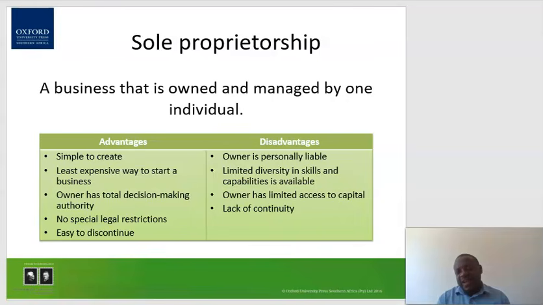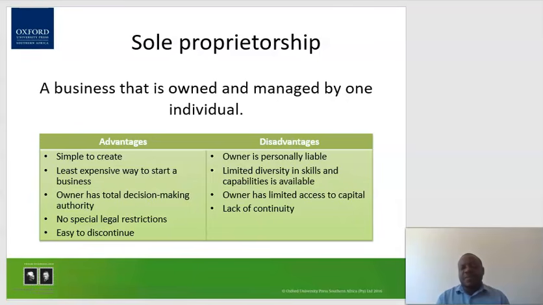So once you die, the business dies with you. Once you decide to stop operating, that's it. You just stop operating. The disadvantages associated with this form of business is that the owner is personally liable. So for whatever the business may be owing other people, the owner is personally liable.